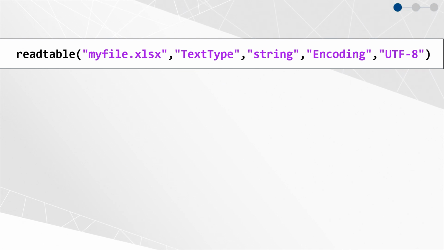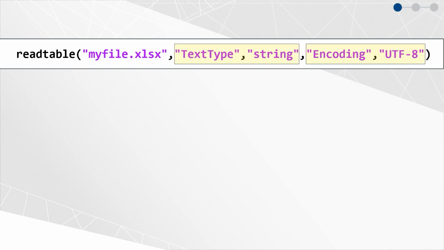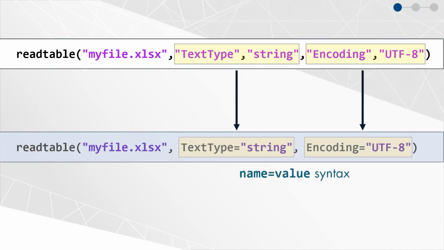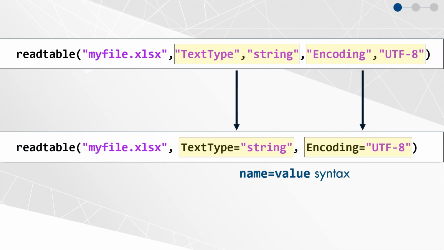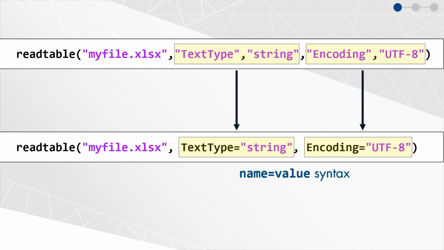particularly when the values are strings. In this case, we have name-value pairs for setting text type and encoding. Starting in 21a, you can use this very natural name equals value syntax, which can be easier to write as well as read. Now, just to be clear, your code will continue to run if you use commas to separate name-value pairs. But now, when calling any function, whether it's one of ours or one you've written yourself, you have the option to use this new name equals value syntax.